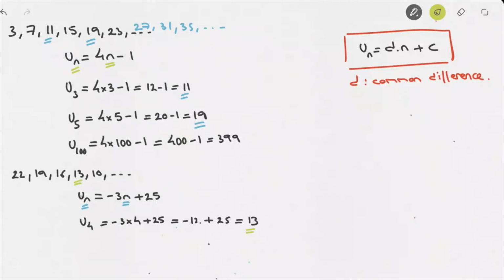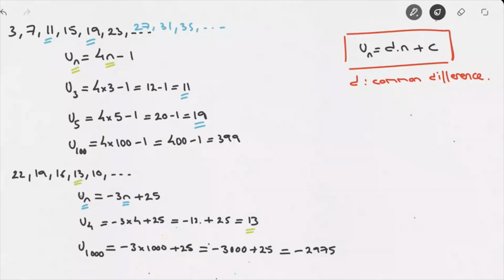And once more, we could calculate much bigger terms. Let's say we were asked to find the 1000th term of the sequence. Well, we would just replace n by 1000. That would be u1000 is equal to negative 3 times 1,000 plus 25. That leads us to negative 3,000 plus 25, which leads us to the result, negative 2,975. And there we go. That's how we use the formula of an arithmetic sequence.